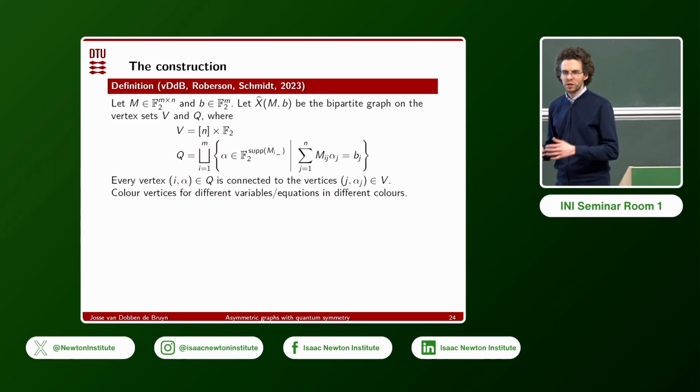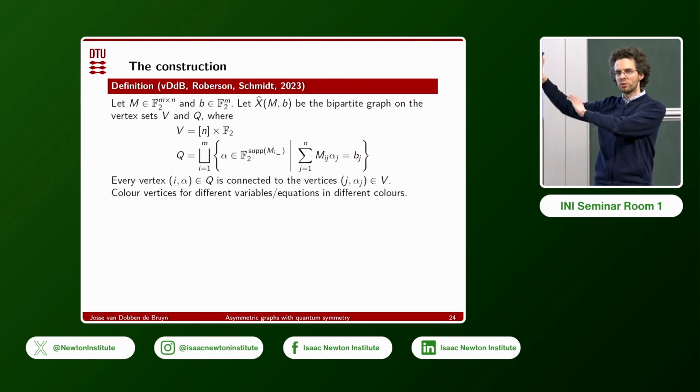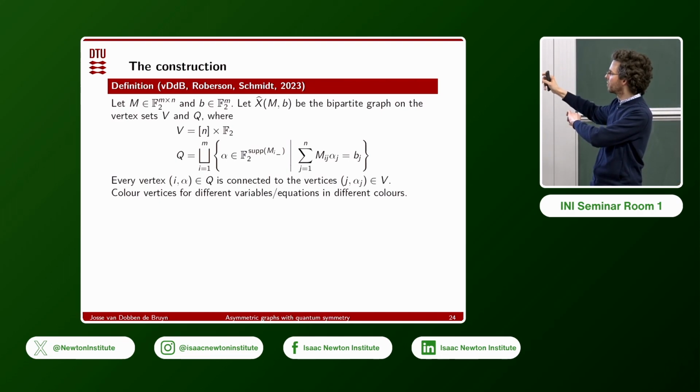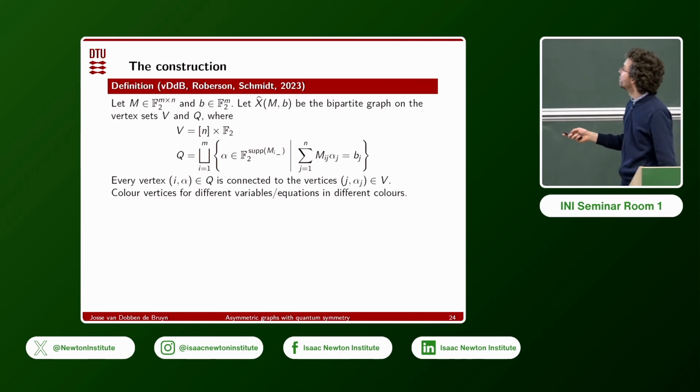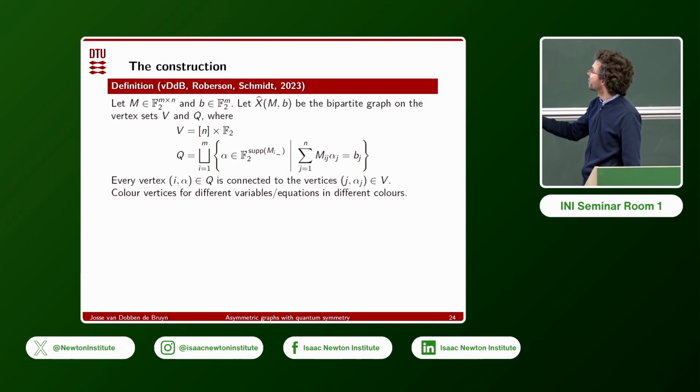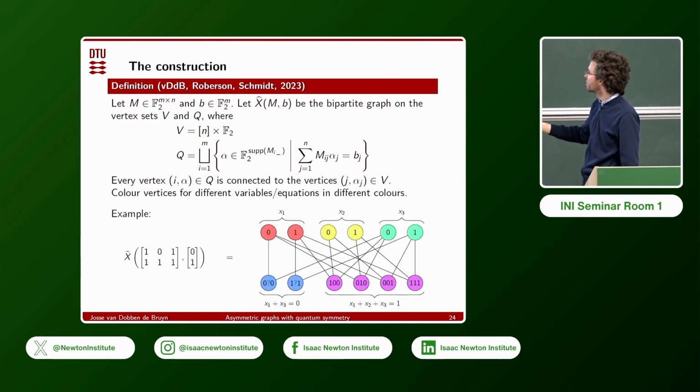Now I'll say a little bit about the construction. It's going to look similar to the construction from before for quantum isomorphic but not isomorphic graphs. So given some linear system Mx = b, we define X hat (M, b) to be a bipartite graph. I'm just going to give an example here so we don't have to bother with the notation. For every variable in the linear system, we make 2 vertices. One for the 0 assignment, one for the 1 assignment. And that's going to be one part of the bipartite graph, all these variable vertices.